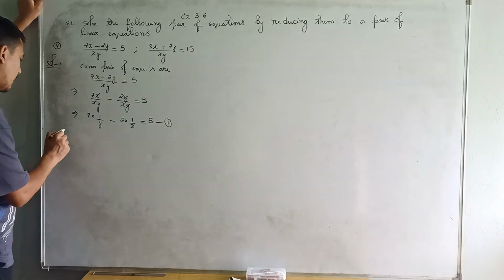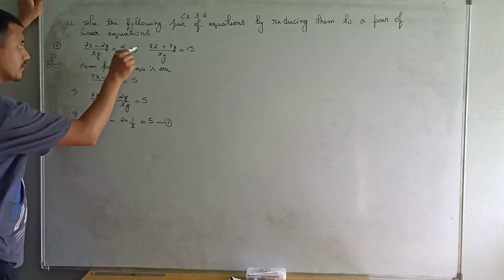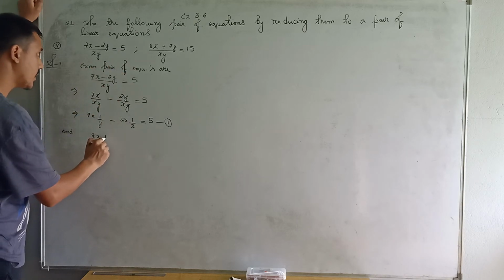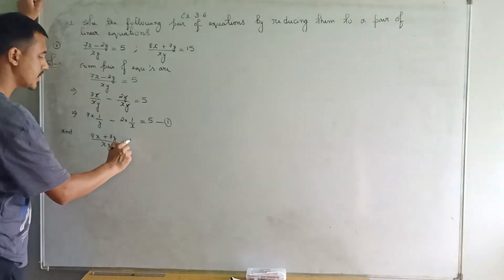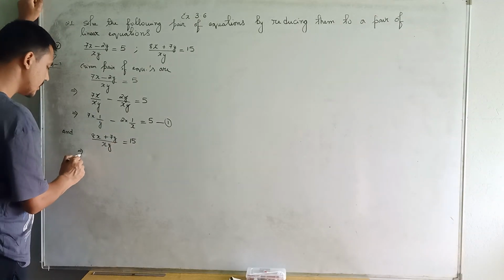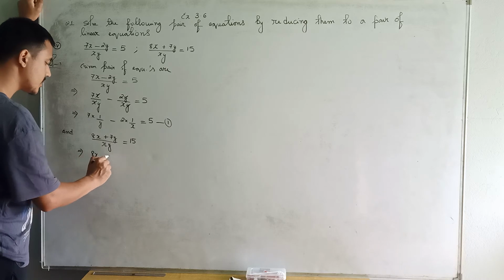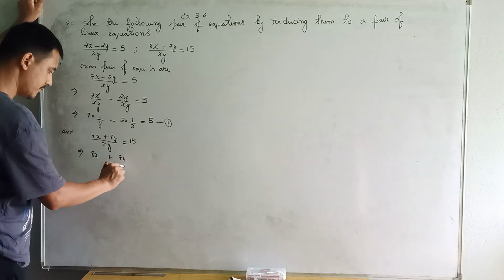Okay. And your second equation, 8x plus 7y upon xy is equal to 15. The same thing, I can do it here. Separate the terms of the numerator.